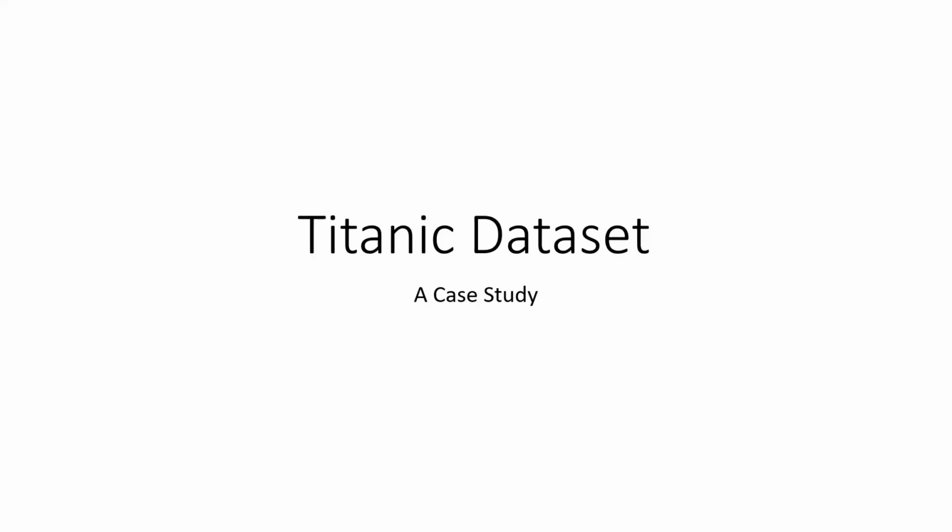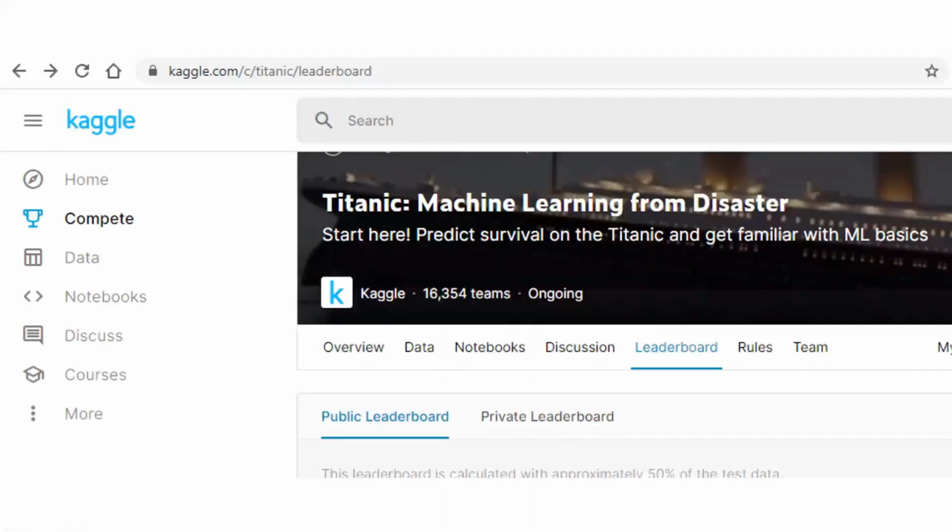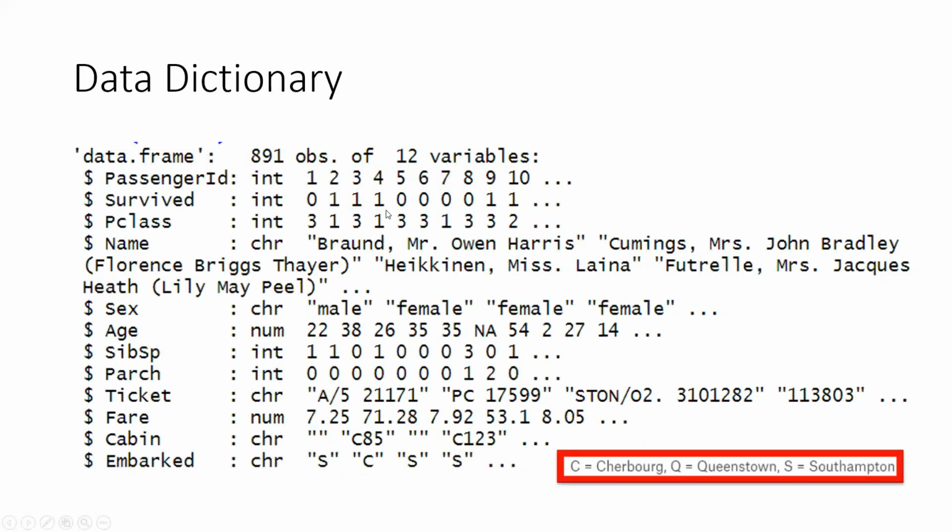Right. So you see, we have a data set, and from this data set, let us look at the story. This data set is available on Kaggle. The data set is like this. This data set has 891 observations, rows, and there are 12 variables or columns in this data set.